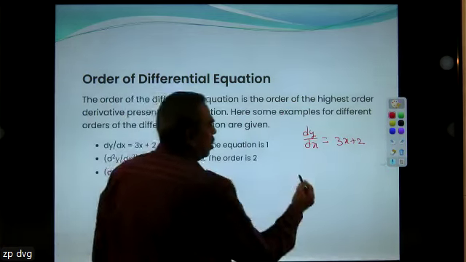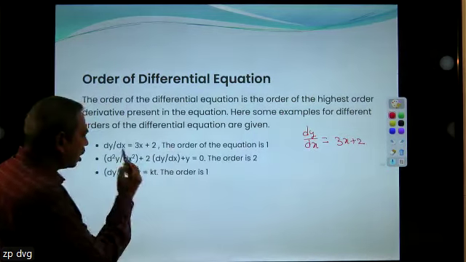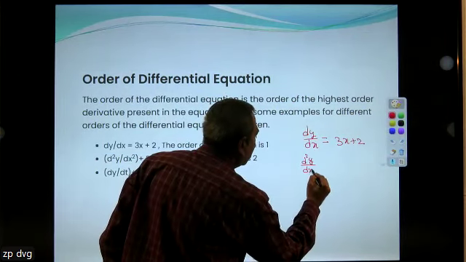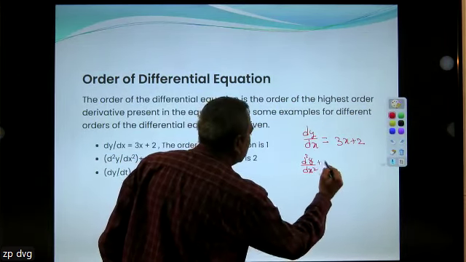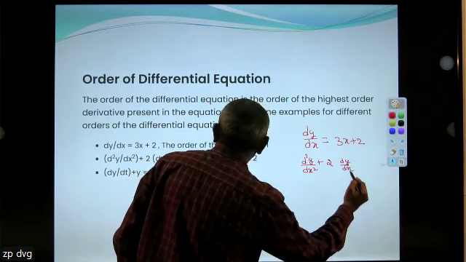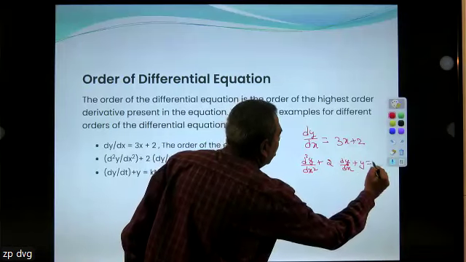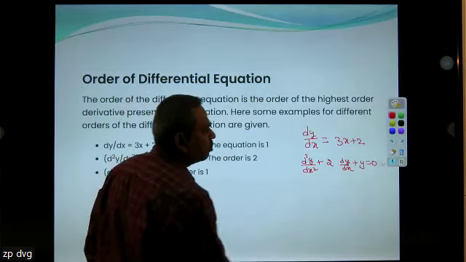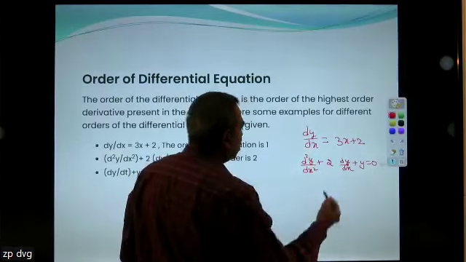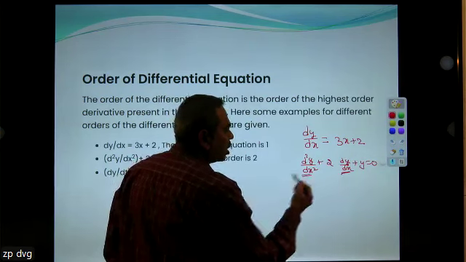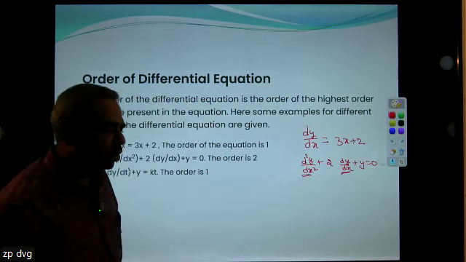Now, we can have another equation. It is d square y by dx square plus 2 into dy by dx plus y is equal to 0. Now, tell me here what is this dy by dx called? This dy by dx is called the first order derivative, and d square y by dx square is said to be the second order derivative.